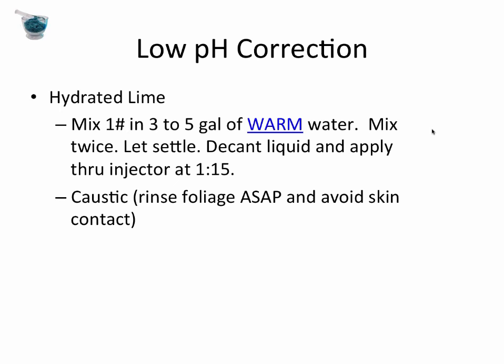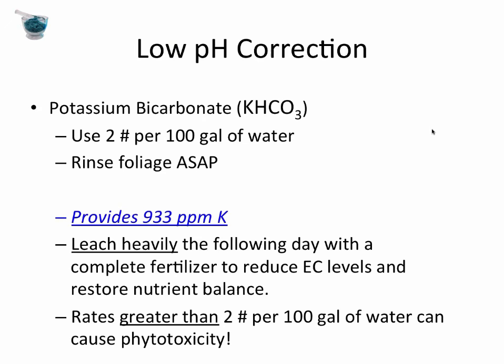Potassium bicarbonate will work. Potassium bicarbonate at 2 pounds per 100 gallons. You need to rinse the foliage to avoid the burn, and it provides a lot of potassium, so therefore you need to leach heavily the following day with a complete fertilizer. That restores the balance of nutrition and also gets those salts out. So really above 2 pounds per 100, you might run into some phytotoxicity conditions going on.